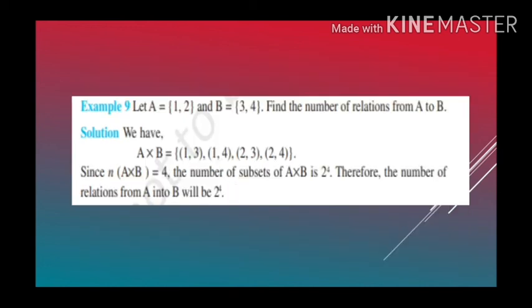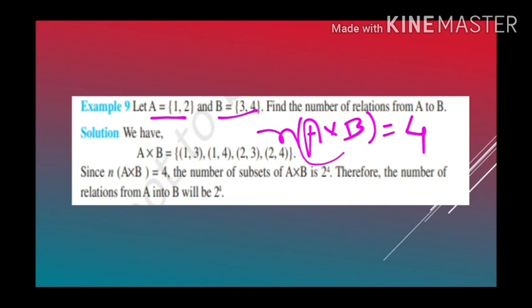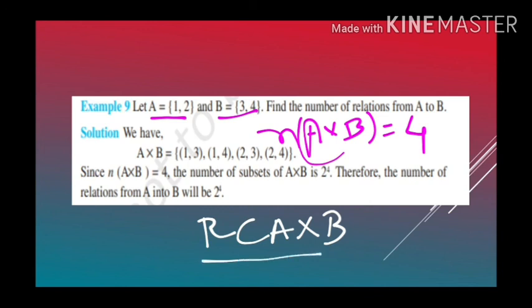Now we will discuss question number 9. Let A contain the elements 1 and 2, and B contain 3, 4. Find the number of relations from A to B. Since A contains 2 elements and B contains 2 elements, A cross B will contain 4 elements. The cardinality of A cross B is 4. Now I told you the relation set has to be a subset of A cross B, and the relation set can be any subset of A cross B.